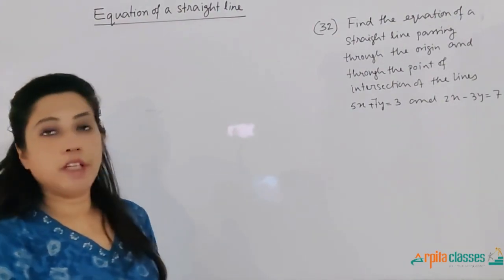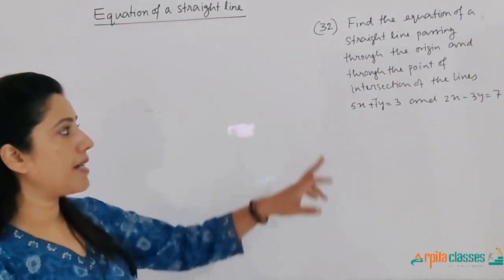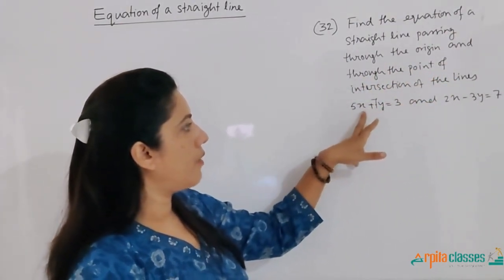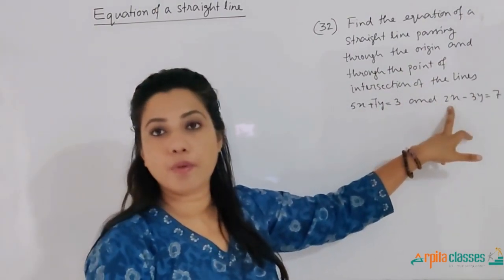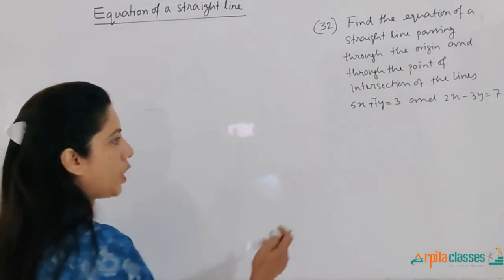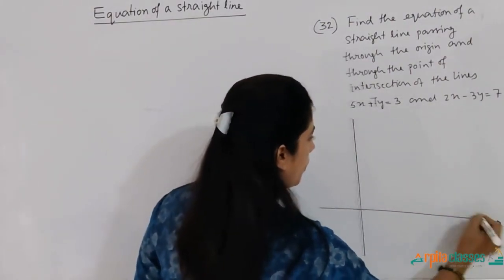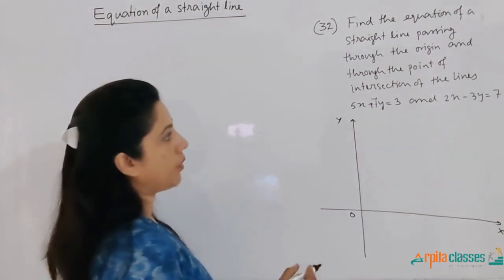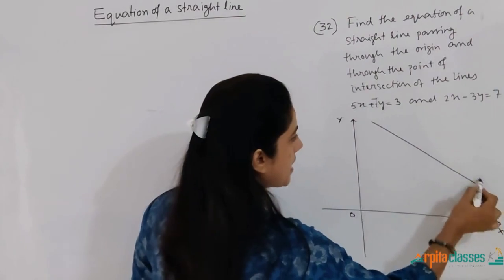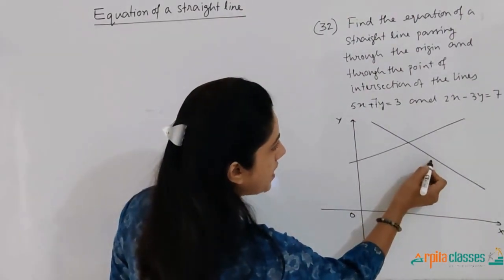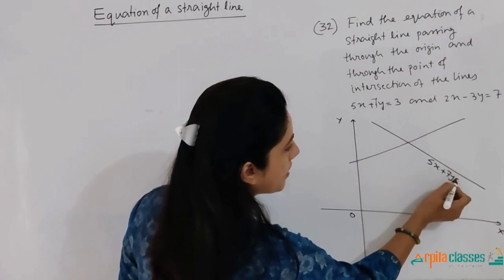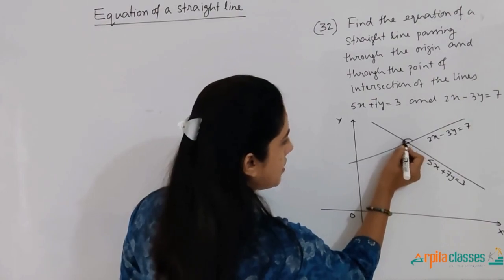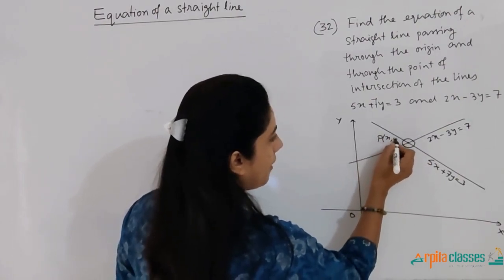The next question, question number 32. Find the equation of a straight line passing through the origin and through the point of intersection of the lines 5x plus 7y is equal to 3 and 2x minus 3y is equal to 7. What does it mean? If I draw a rough diagram, this is my y-axis, x-axis and the origin. We have to find the equation of the line which is passing through the intersection point of these two lines. Suppose this line is 5x plus 7y is equal to 3 and this is 2x minus 3y is equal to 7. The intersection point is this P, (x, y).